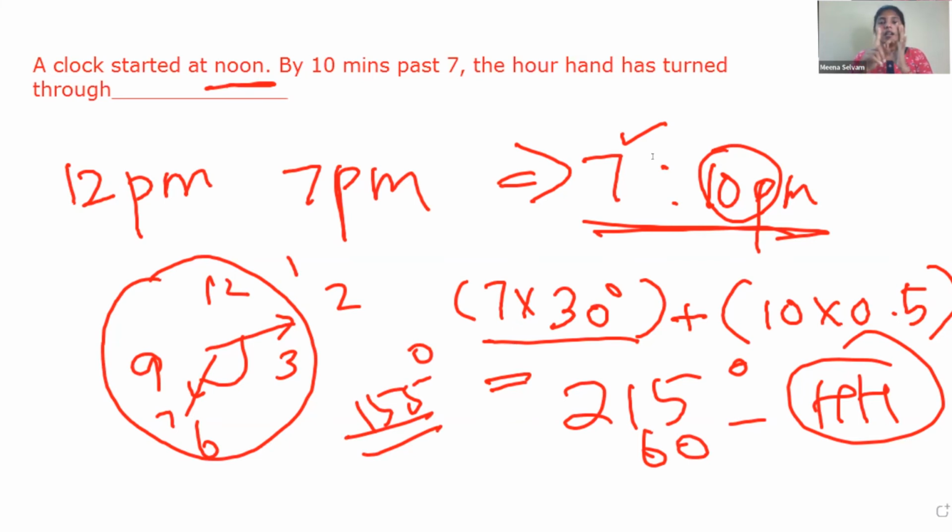3 steps only. First step, you find out for the hour, 7 o'clock. So 7 hours, 7 into 30. Then for the 10 minutes passage, how much has the hour hand moved? That is 0.5 per minute. You need to multiply it by 0.5. So 10 into 0.5. Add both. That is the answer for your hour hand. And the minute hand is 6 degrees each minute. So 10 minutes is over. So 10 into 6 degrees is 60. When you subtract both, that is the angle. 155 degrees is the angle at 7:10 p.m. between the minute hand and the hour hand. Clear now?